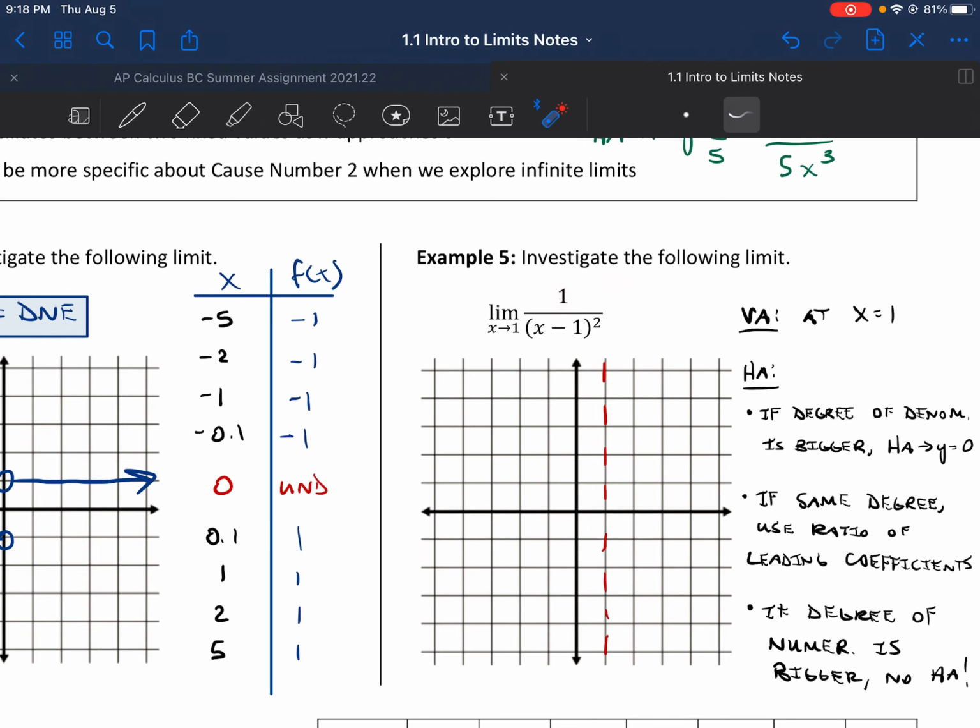Here in our example, we can see that we have degree 0 on top, a constant, 1 is a constant, that's degree 0. But on the bottom, we have x being raised to the second power. This is degree 2 on the bottom. So the degree of the denominator is bigger than the degree of the numerator, so we have a horizontal asymptote at y equals 0. So let's draw in our horizontal asymptote. Okay, so we have two asymptotes: vertical asymptote at x equals 1, horizontal asymptote at y equals 0.